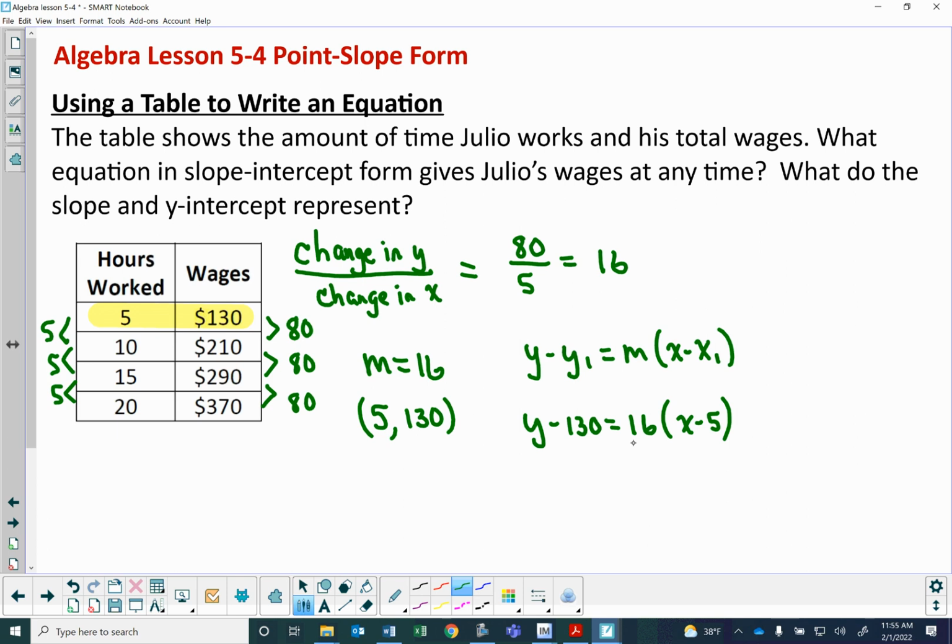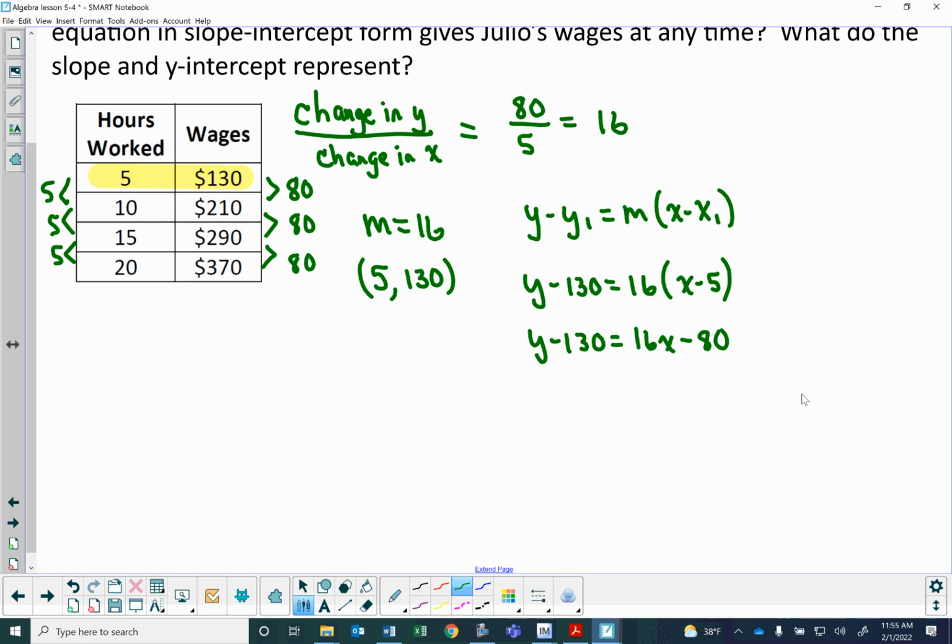It asked for it in slope-intercept form, so I have to solve this for y. So y minus 130 is equal to 16 times x, which is 16x. 16 times negative 5 is negative 80. So now to solve this for y, I'm going to add 130 to both sides, and you will get y equals 16x plus 50. So there's my equation in slope-intercept form.